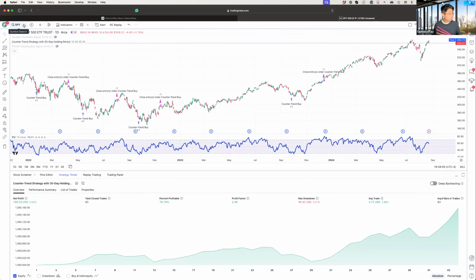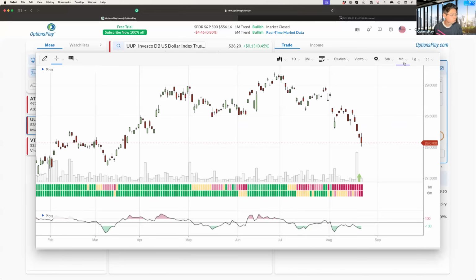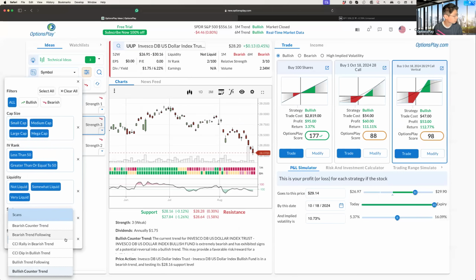So what I'm showing you is the guts of what we've been doing for the past few months. And the end result of that is all available to you here on the OptionsPlay platform. So these trade ideas, we have bullish and bearish counter trend ideas, and trend following ideas. We also have the CCI rally and dip, and bullish trend and rally and bearish trend. That was something that I showed you guys probably a couple of months ago on our trend following trading strategy. But these are all available to you on the OptionsPlay platform.